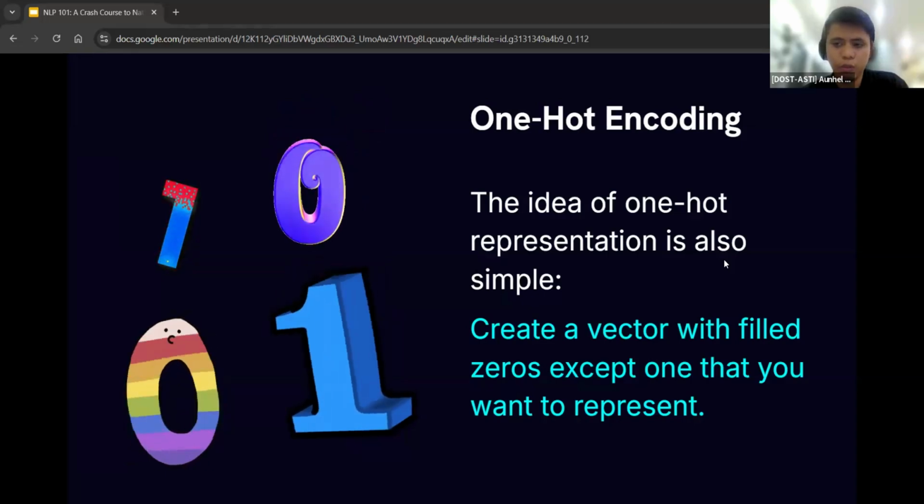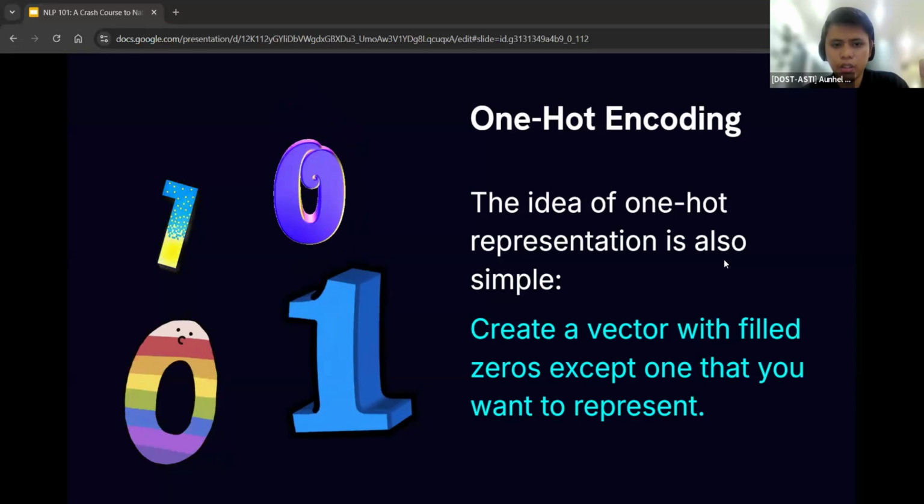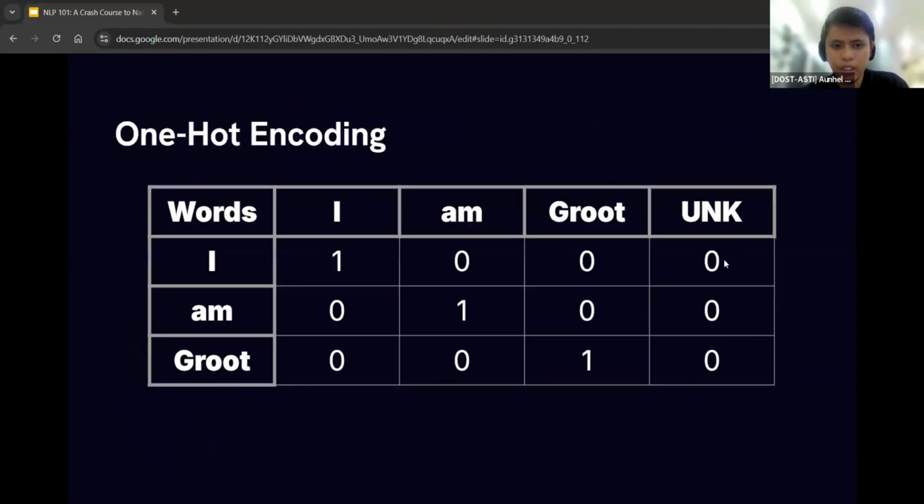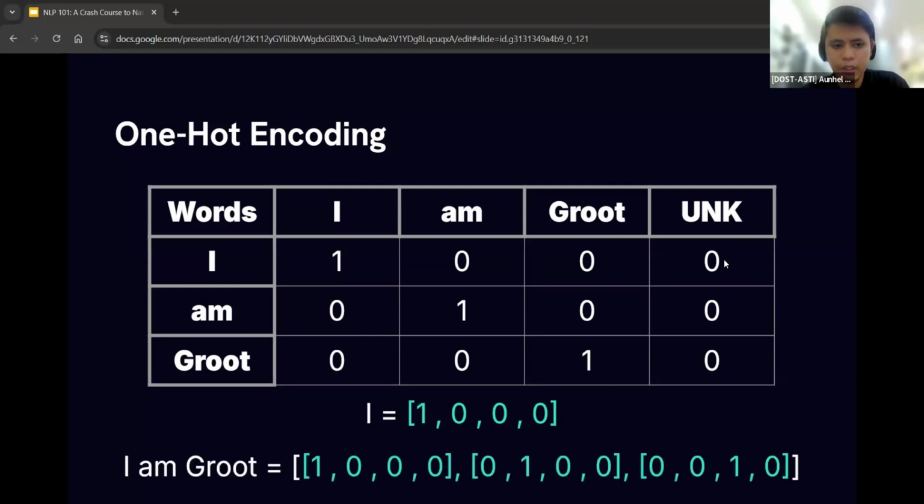We also have what we call one-hot encoding. We create a vector filled with zeros except for the position of the one that you want to represent. Let's say we have "I am Groot". We also add another token to our vocabulary, which is unknown. Unlike the dictionary lookup, if a word is not part of your vocabulary, we just take the unknown token. So "I" would be represented by 1000, and then the sentence "I am Groot" would be represented by the vectors 1000, 0100, 0010. This is how we represent one-hot encoding.